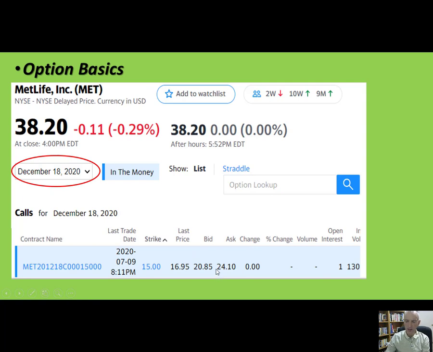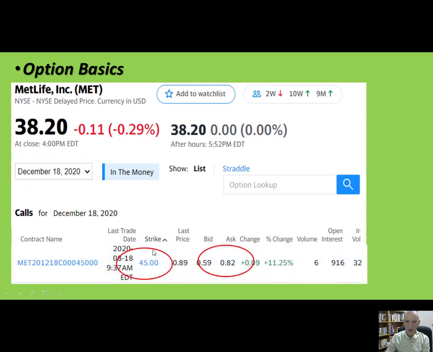The numbers all work, so I'll keep using it, but there's a really wide spread between the bid and ask, meaning there's probably not much volume here. You can see there's only one contract out there, so very, very low volume, which is fine. This means you definitely would be careful trading this to make sure you don't get ripped off by your broker. But what we're going to do is go down to a strike price of $45.